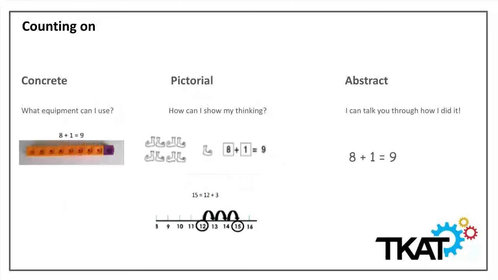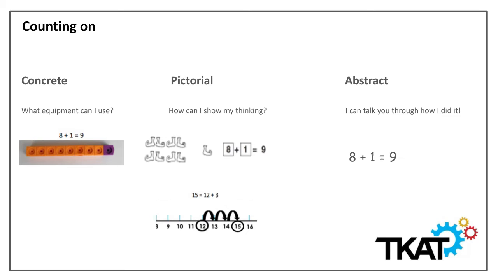Counting on is when children keep the larger number in their head and carry on counting on from that number. At this stage, children will be beginning to understand that this is easier and quicker than counting all, like in the previous stage. The example in the concrete picture here shows 8 plus 1 is equal to 9. There are 8 orange cubes and 1 purple cube. The children will have found 8 objects to represent 8 and 1 object to represent 1. They will be learning to understand that they know there are 8 cubes, so they don't have to count them all again, but instead count on from 8.